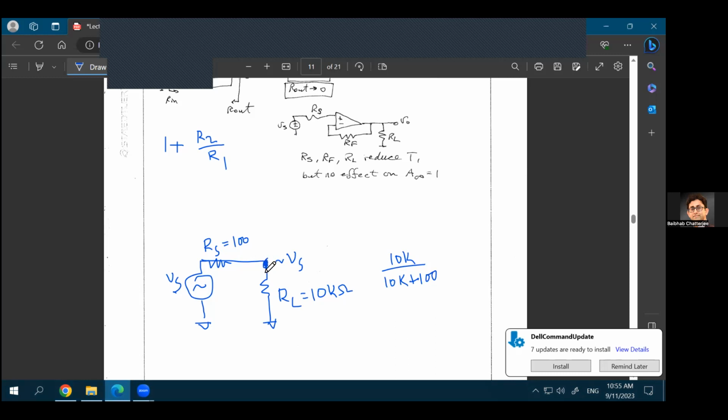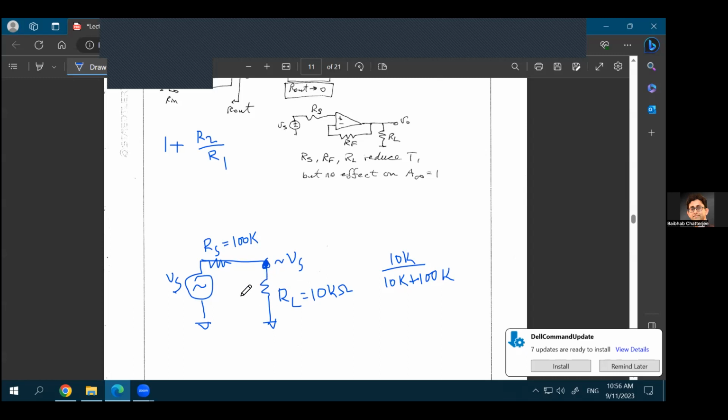But if this RS is, let's say, 100 kilo ohms for some reason, that you have a very non-ideal voltage source, and that can happen while designing electronic circuits, that the source you'll be designing could be very much non-ideal. If this is 100 kilo ohms, then what would be the voltage division? The voltage division will be 10 kilo ohm divided by 10 kilo ohm plus 100 kilo ohms. And then you'll not have a lot of voltage available at this point across your load, right?